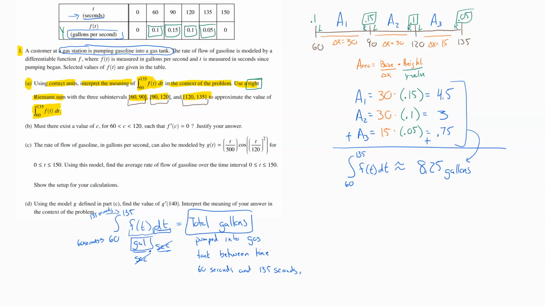So this question would have been worth 3 points altogether. We would have gotten 1 point for knowing what it all meant. You would have gotten 1 point for putting together your Riemann sum pieces, and you would have gotten 1 final point for putting together that final answer.